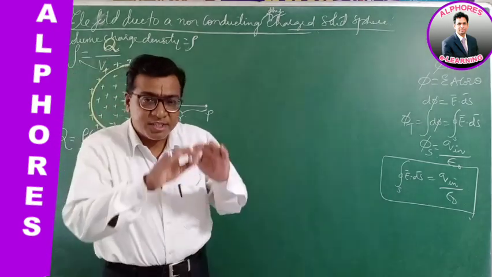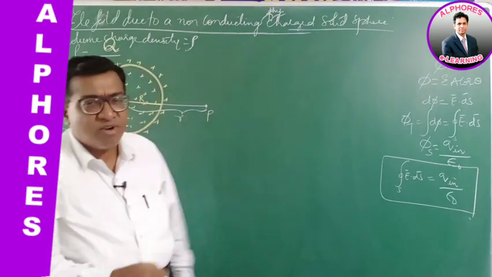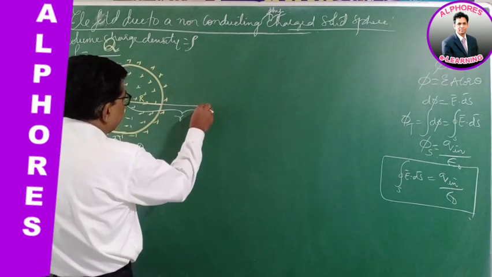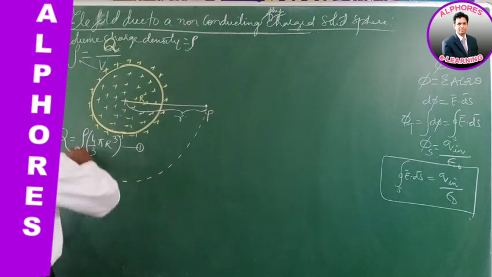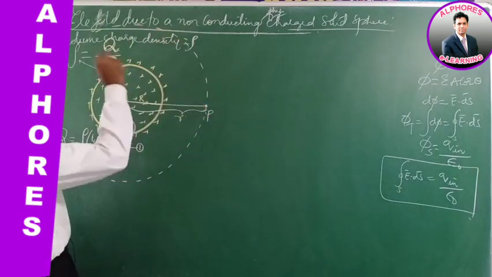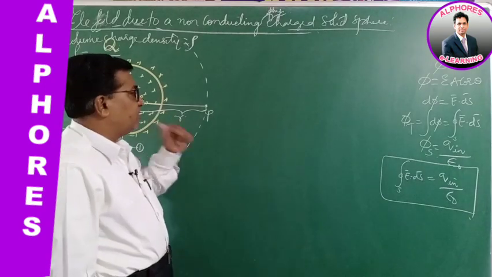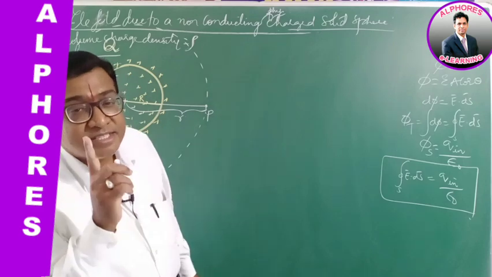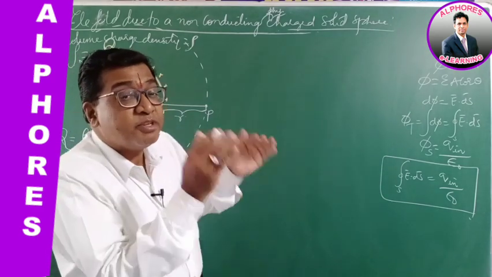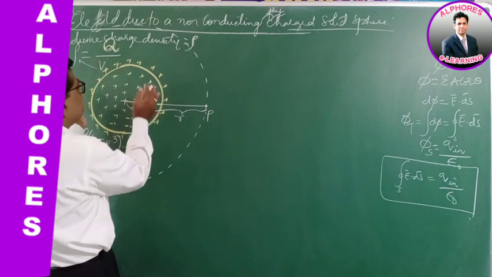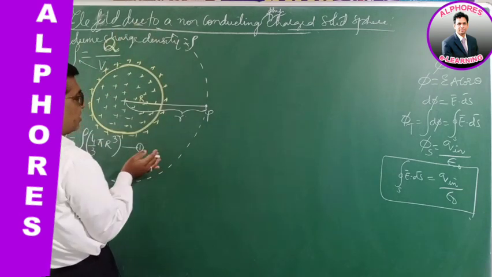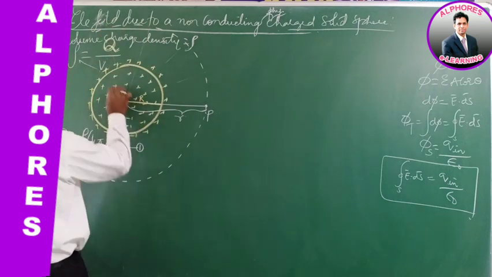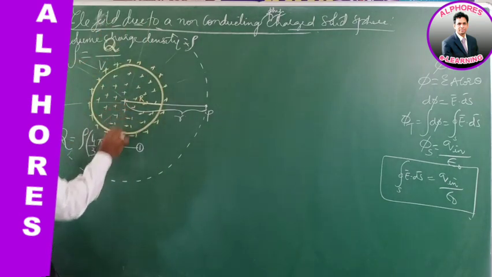Then fourth, for a sphere, you should imagine a spherical Gaussian surface. So this is a solid sphere, a non-conducting charged sphere. So I imagine a spherical Gaussian surface like this. First step, you have to imagine a spherical Gaussian surface. Second, the Gaussian surface should be symmetrical to the charge distribution. So this is the charge. The Gaussian surface is also symmetrical, such that every point on the Gaussian surface is equidistant from it. So it is symmetrical with respect to the charge.